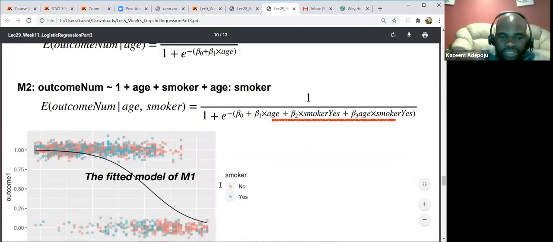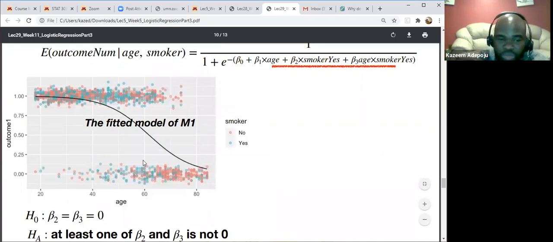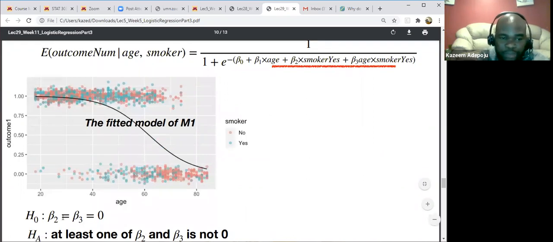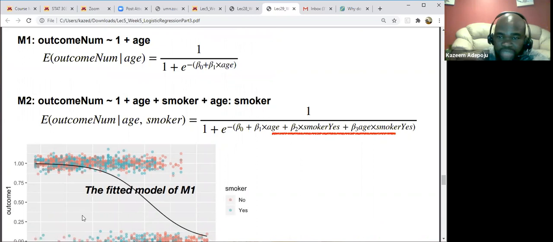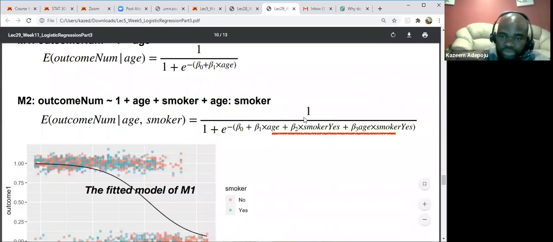Now, this is the graph. What we are testing under the null hypothesis is the same thing as model 1, because if beta 2 equals 0 and beta 3 equals 0, of course you go from here to here. Beta 2 and beta 3 are the ones explaining the contribution of the smoker and the interaction.